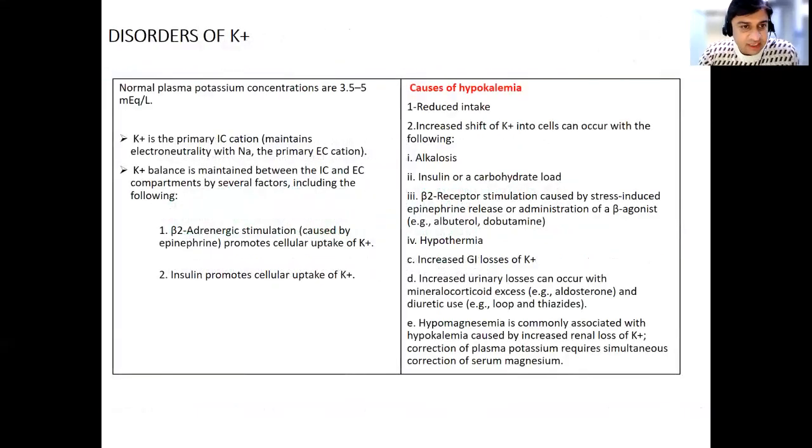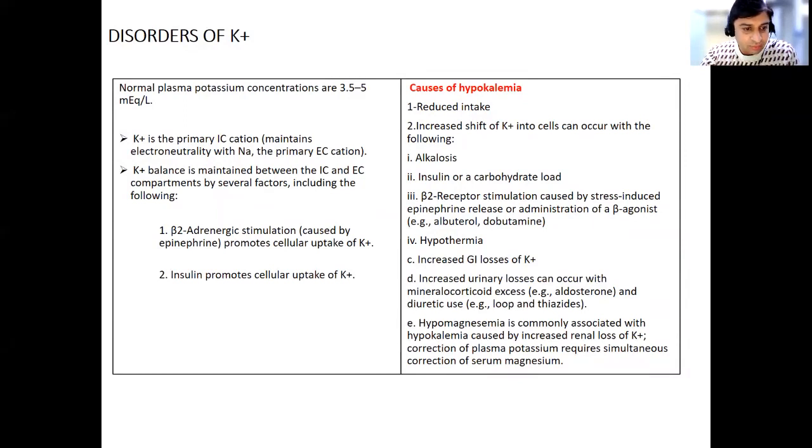So now we have our first electrolyte, which is potassium. Potassium is very important. The normal range of potassium is 3.5 to 5. Any serum potassium below 3.5 is hypokalemia, and any value above 5. In some institutes, they have an upper limit of potassium of 5.2 or 5.3. So if it is above 5.2, that is hyperkalemia. Potassium is primarily an intracellular cation. It means there is more potassium inside the cells as compared to the extracellular space.